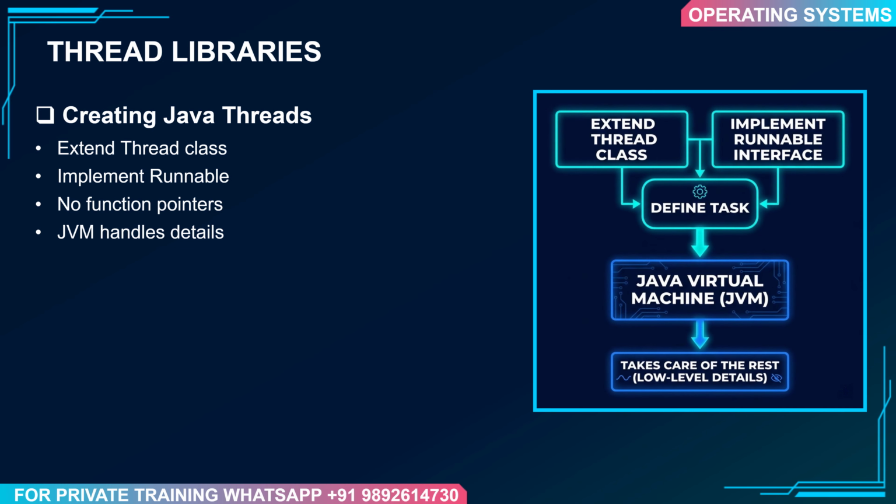In Java, you usually create a thread by defining what task it should run. This can be done by extending a thread class or by implementing a runnable interface. You do not deal with function pointers or low-level details. You simply describe what the thread should do, and the Java virtual machine takes care of the rest.